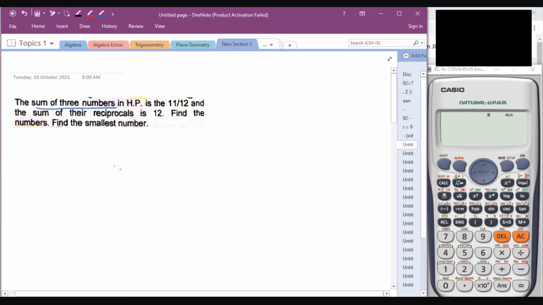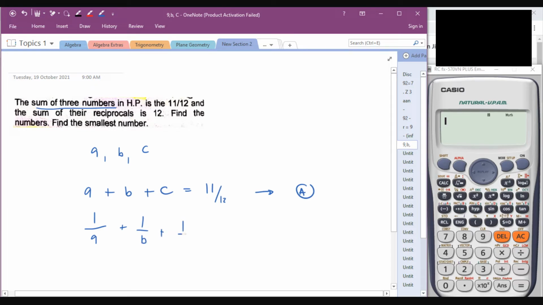So, ito yung problem. The sum of 3 numbers is in HP, for harmonic progression. We put the first number as A, the second number as B, and the third number as C. Sabi dito, yung sum nila ay equal sa 11 over 12. So, A plus B plus C equal to 11 over 12. So, this is equation A, condition A yan. And the sum of the reciprocals, 1 over A plus 1 over B plus 1 over C, is equal to 12.